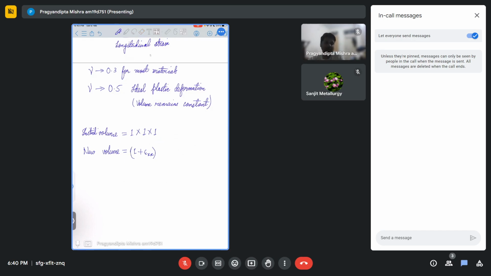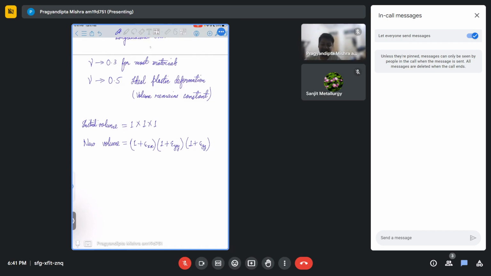We are considering a cuboidal kind of volume, so you can just multiply the X, Y, and Z directions: 1 plus epsilon YY and 1 plus epsilon ZZ. This is your new volume. So essentially, your change in volume would be equal to this new volume Vf minus Vi, which is your initial volume.